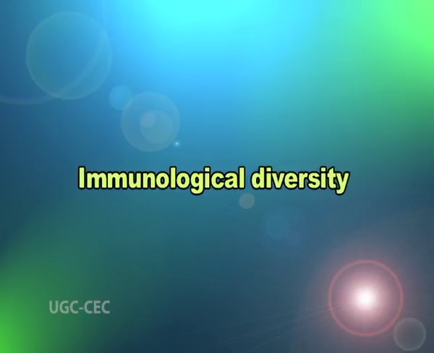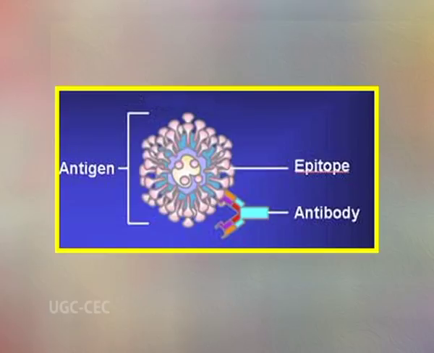Immunological diversity. Most large molecules, including virtually all proteins and many polysaccharides, can serve as antigens. The parts of an antigen that interact with an antibody molecule or a lymphocyte receptor are called epitopes or antigenic determinants. At the end, we would conclude the topic that we have talked so far.